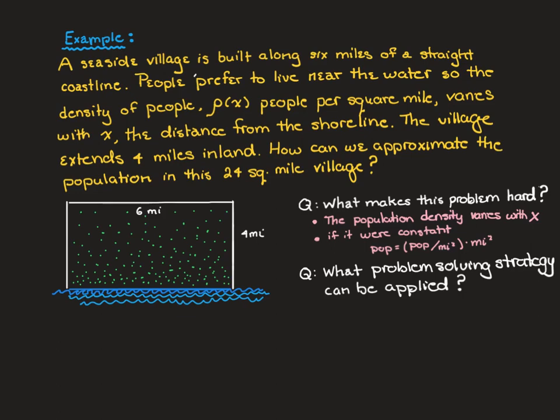Well, again, we can slice the interval, the distance from the shoreline, so that instead of varying from 0 miles to 4 miles from the shoreline, there's a slighter variation. So again, our problem-solving strategy will be to slice, to approximate, and to sum.